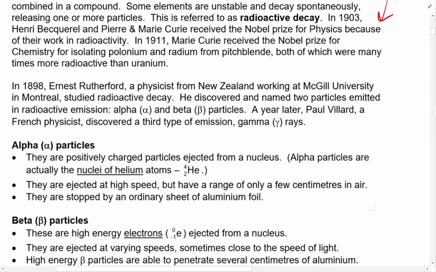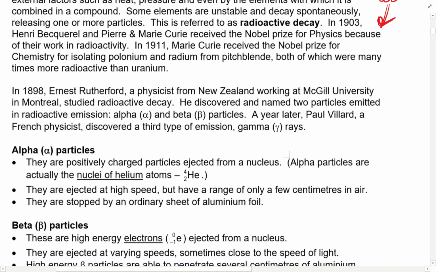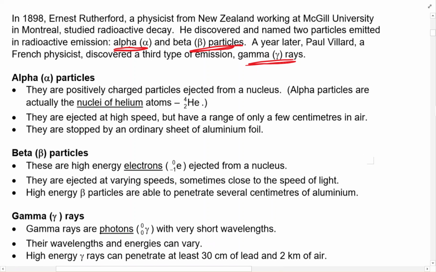All right, then along comes Ernest Rutherford. He comes up a lot, right? He studied it more and discovered and named two particles emitted in radioactive emission. So this thing that I'm saying is emitting spontaneously out of the nucleus, there's only certain things that it can be. The first ones that they discovered were alpha decay, beta decay, and gamma rays. Those are the three things that they discovered first. You will need to know in detail about these different forms of radiation and the effects that they have. So these are important.